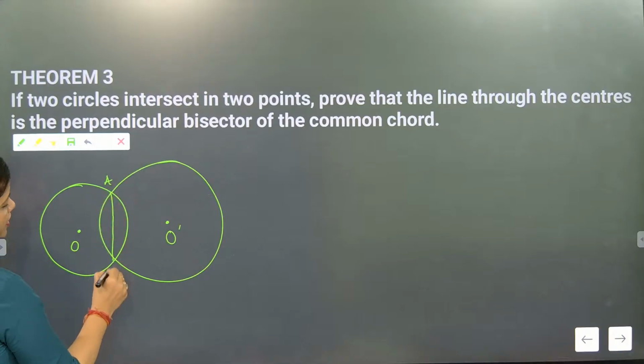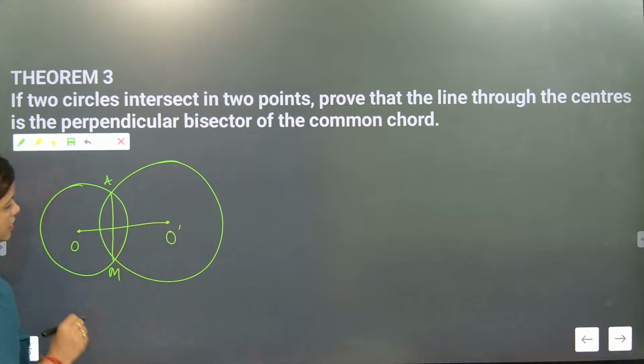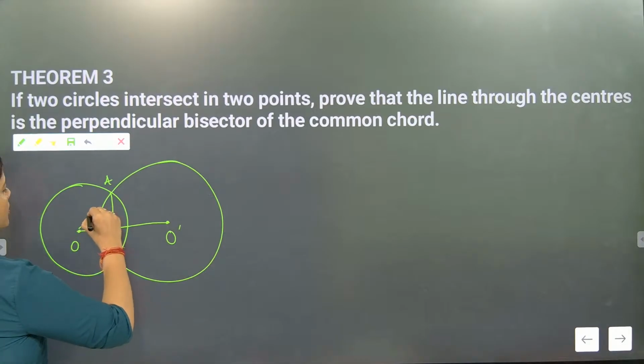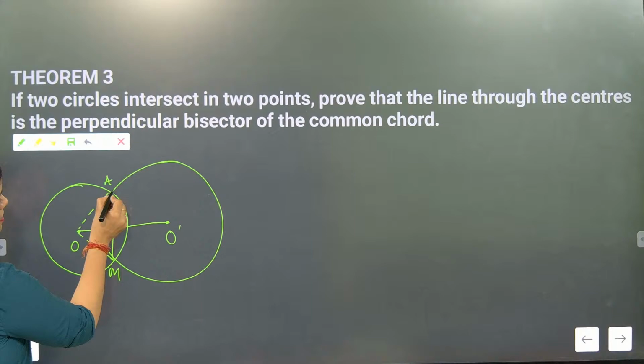Very good. So we will take AB as the common chord, and these are the two centers joined. Okay. So this part will become what, beta? This part will become radius. This part will become radius.